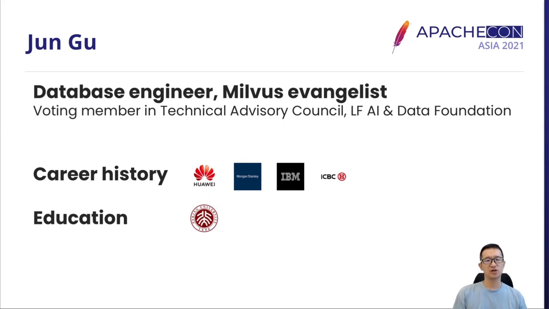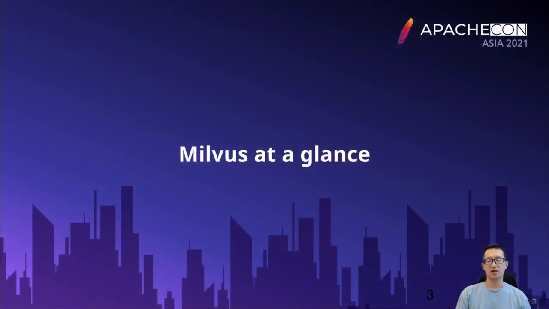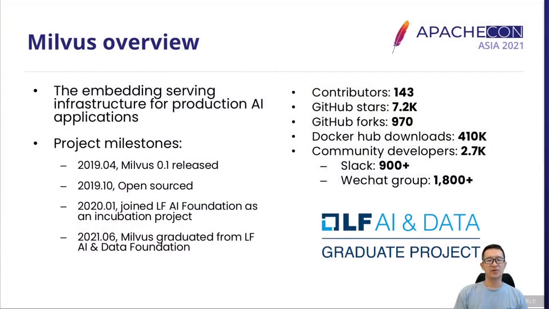Before we share the experience and the lessons we learned from building this community, let's first take a look at what exactly the Milvus open source project is. Basically, Milvus is an embedding vector database, which means it's an embedding serving infrastructure software for production AI applications.